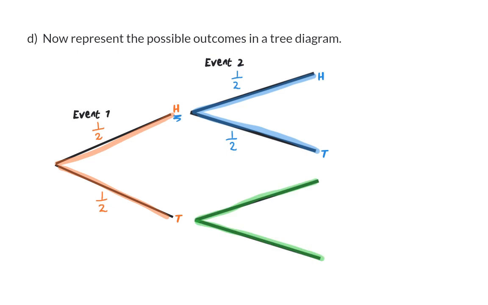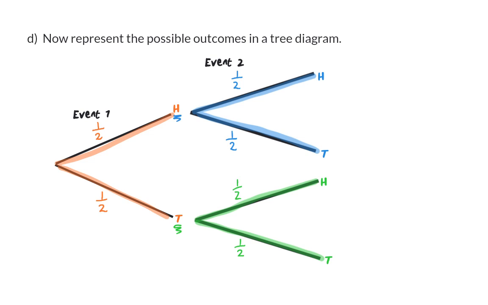And finally, we add the second branching for event 2, and that will take place after event 1 landed on tails. And again, our two possible outcomes will be heads or tails, with both having a probability of a half. Here we now have the possible outcomes for the compound event.